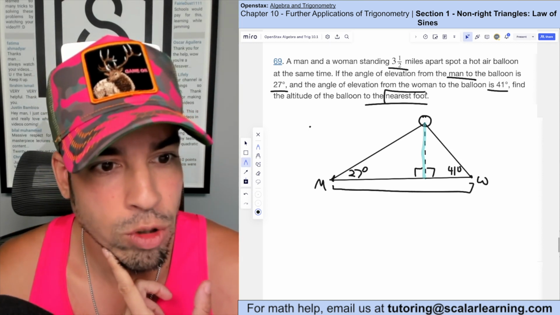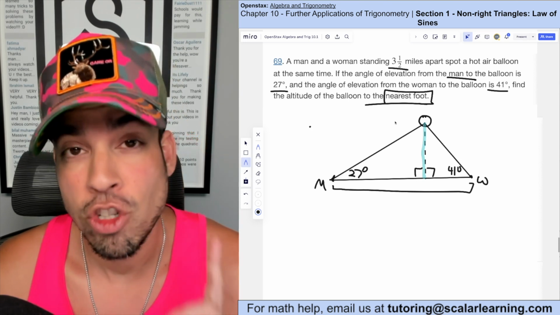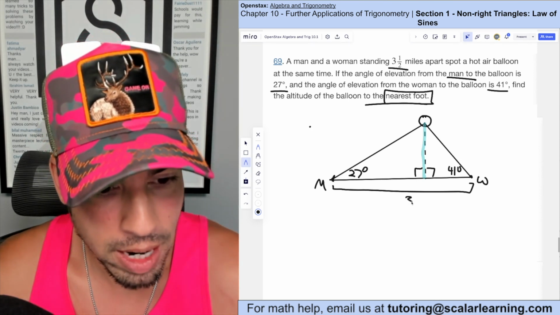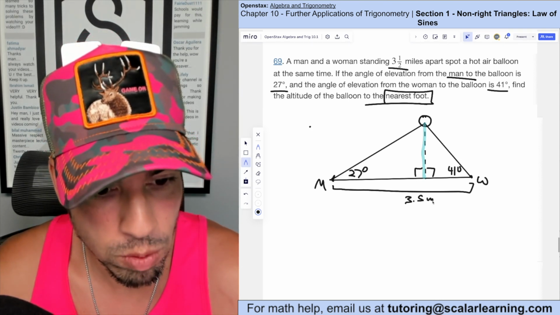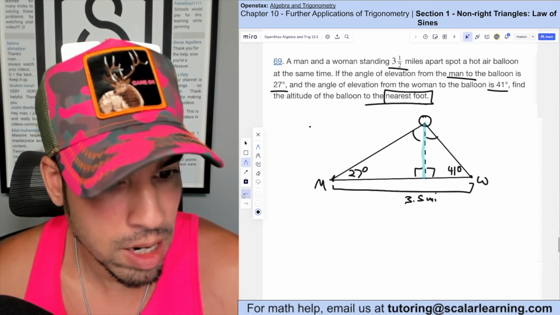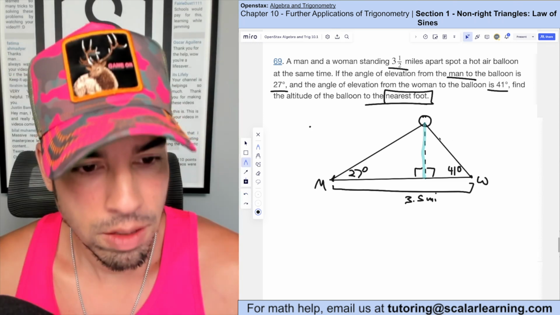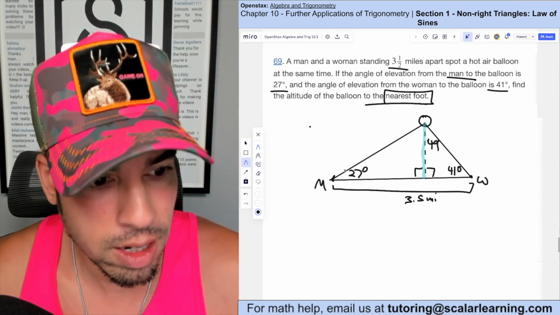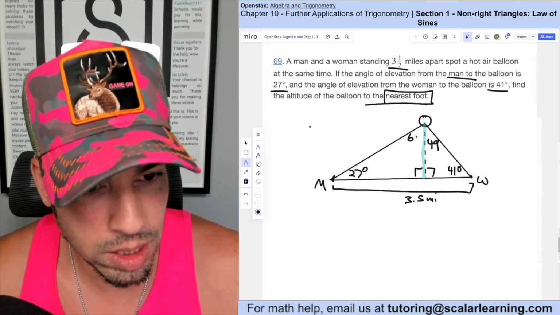Now, since we're trying to figure this out in feet, just remember that at the end, we're going to have to convert this back to feet. Okay, we're solving in miles, but we will be in feet. Now, what I can do next is fill in this angle up top and this angle up top using the triangle angle sum theorem. If this is 41, this is 49. If this is 27, this is going to be 63.